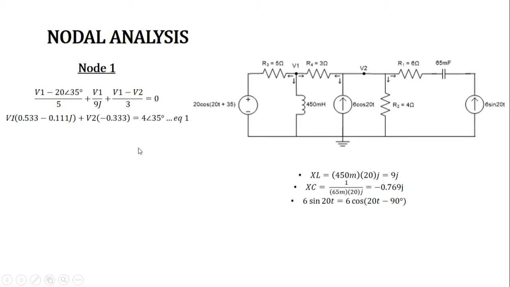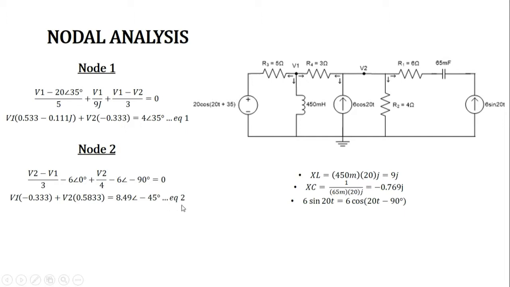Then we arrange the equation. That is our equation 1. For node 2: V2 minus V1 over 3, which is here, minus 6 angle 0 degrees for this line, plus V2 over 4 minus 6 angle negative 90, which is at this line. Then we arrange the equation. So this is our equation 2.